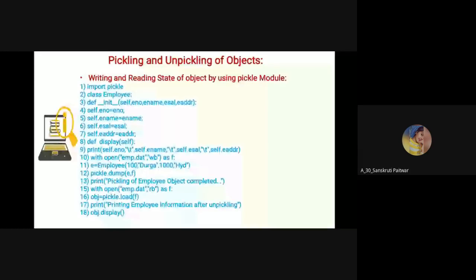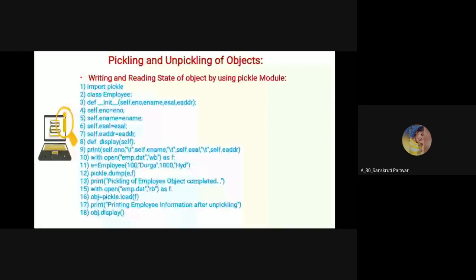Now we are performing the unpickling operation. So we will open the same file in read mode. Open emp.dat in 'rb' read binary mode as f. While performing unpickling, we have the load function. While pickling, we have the dump function, and while unpickling, we have the load function. So pickle.load(f). We are passing the file object where we have written the state of the object previously, in emp.dat.